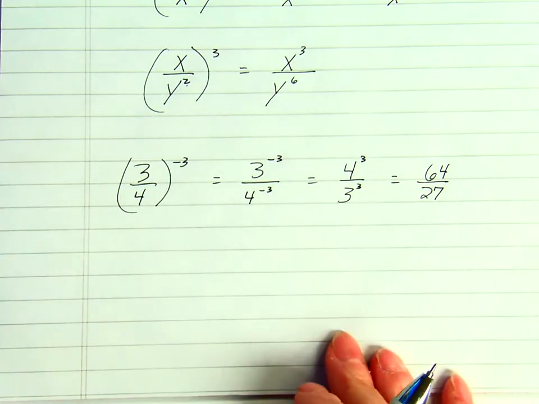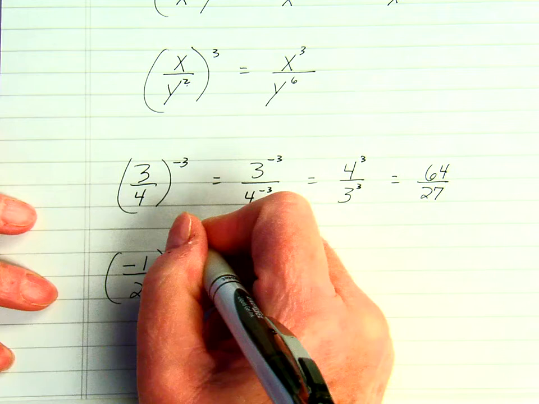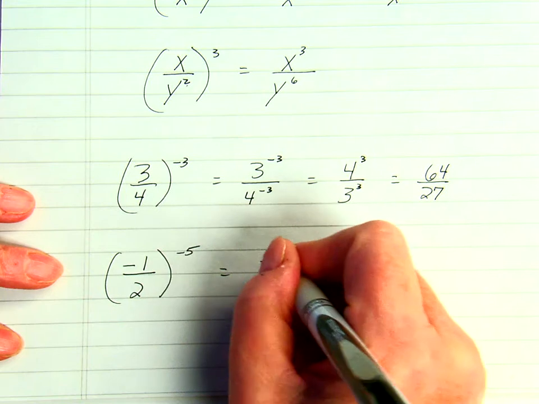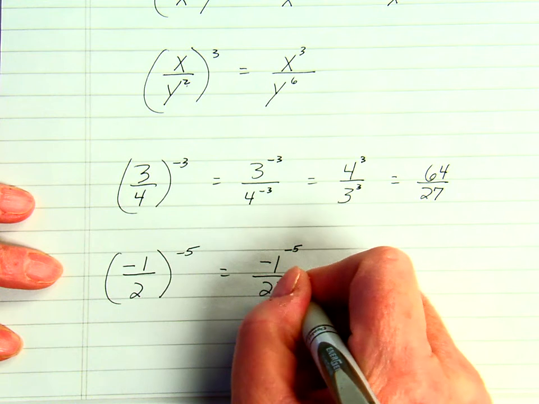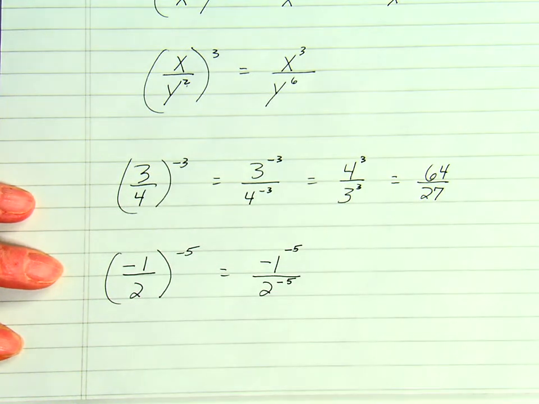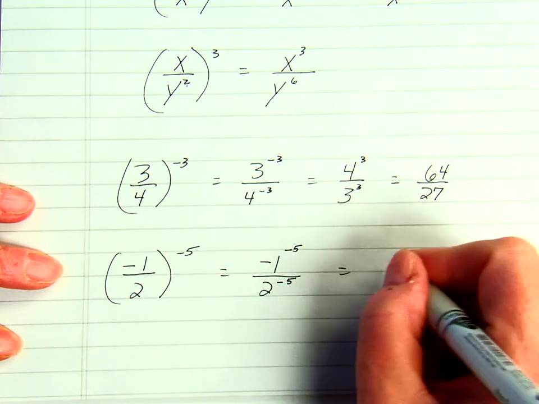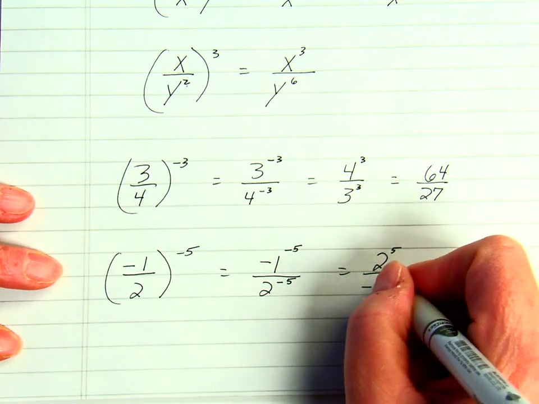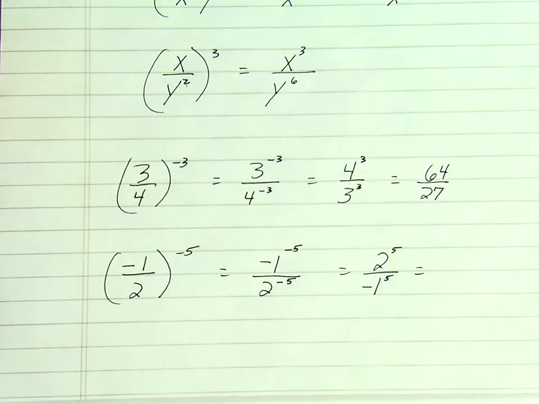Okay, let's do -1/2. And we're going to raise this to the -5 power. So this is going to equal -1 to the -5 over 2 to the -5. We're going to do the same thing as we did up here. We're going to go ahead and flip those. So this is going to equal 2 to the 5th over -1 to the 5th. Okay, so 2 to the 5th. 2 times 2 is 4, times 2 is 8, times 2 is 16, times 2 is 32.